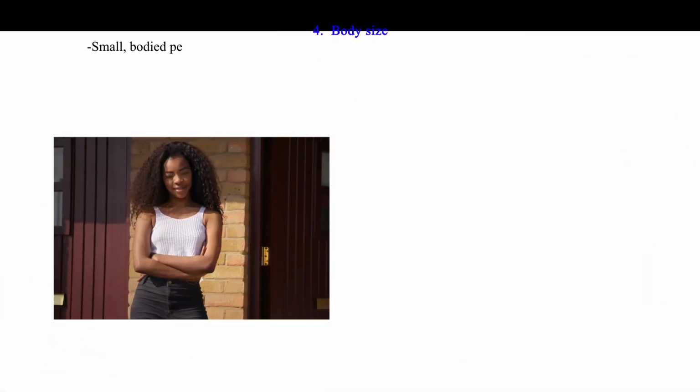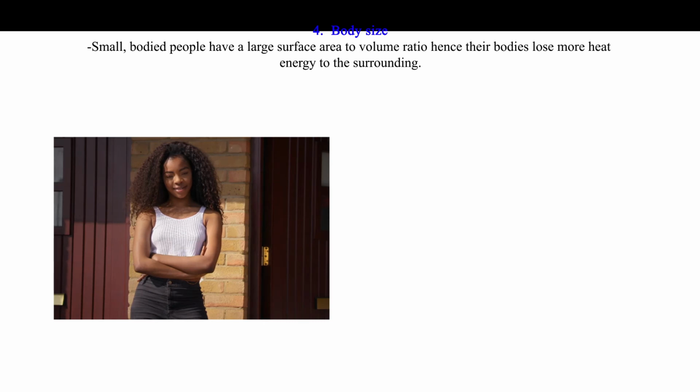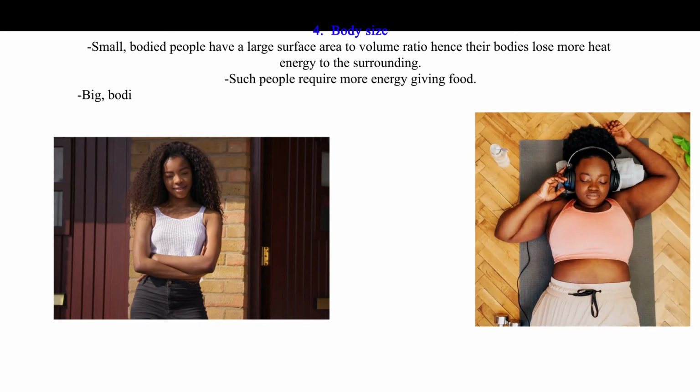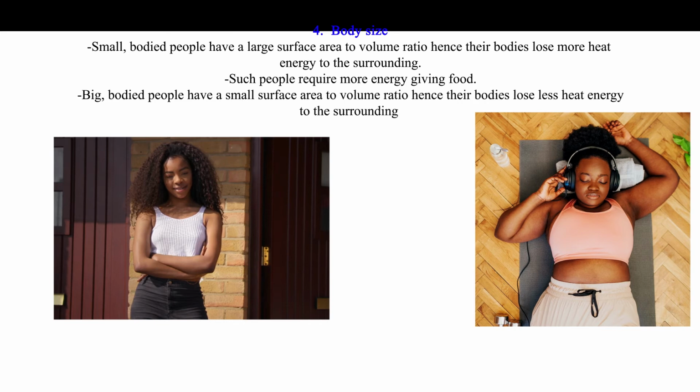4. Body size. Small-bodied people have a large surface area to volume ratio, hence their bodies lose more heat energy to the surrounding. Such people require more energy giving food. Big-bodied people have a small surface area to volume ratio, hence their bodies lose less heat energy to the surrounding. Their energy requirements therefore are low.